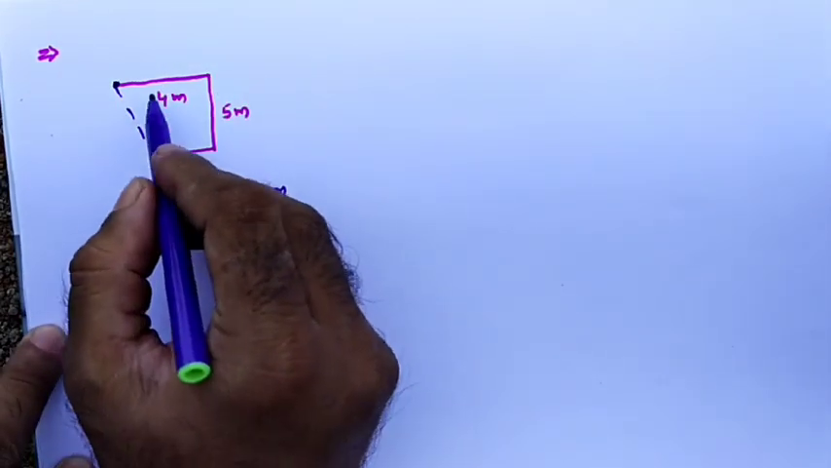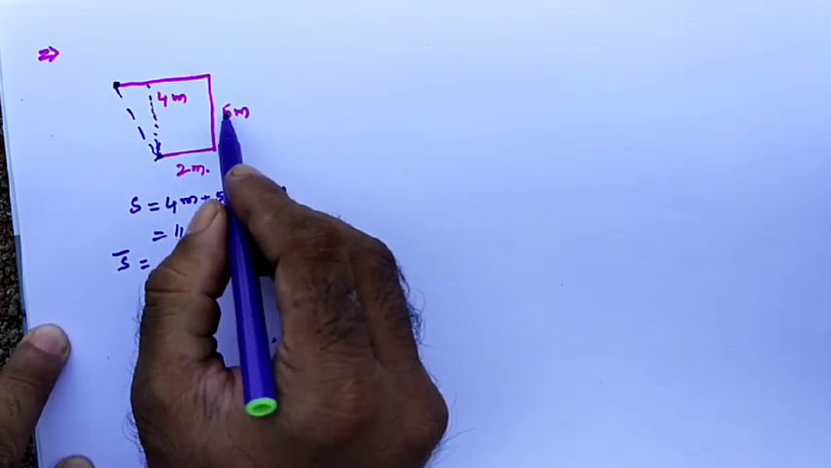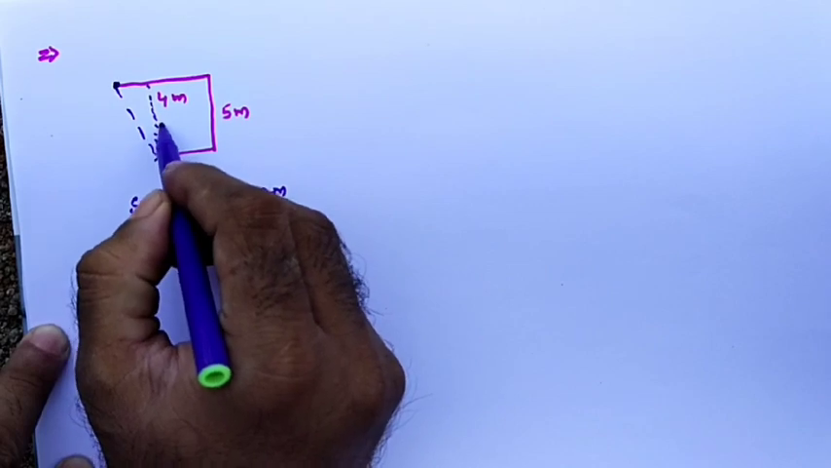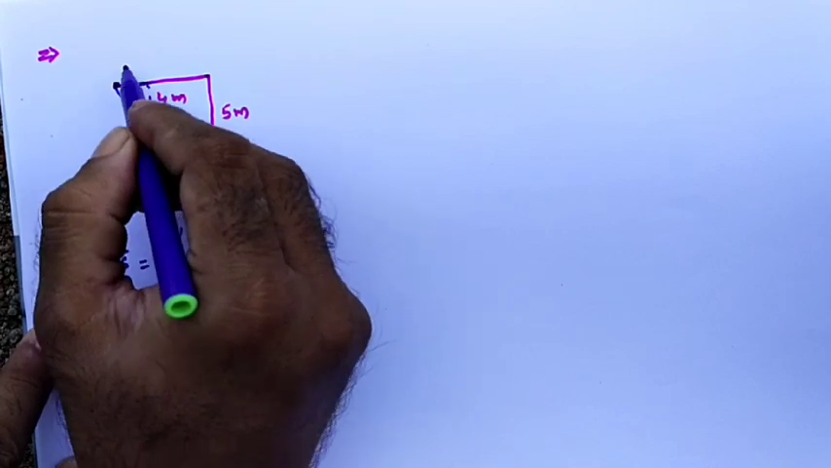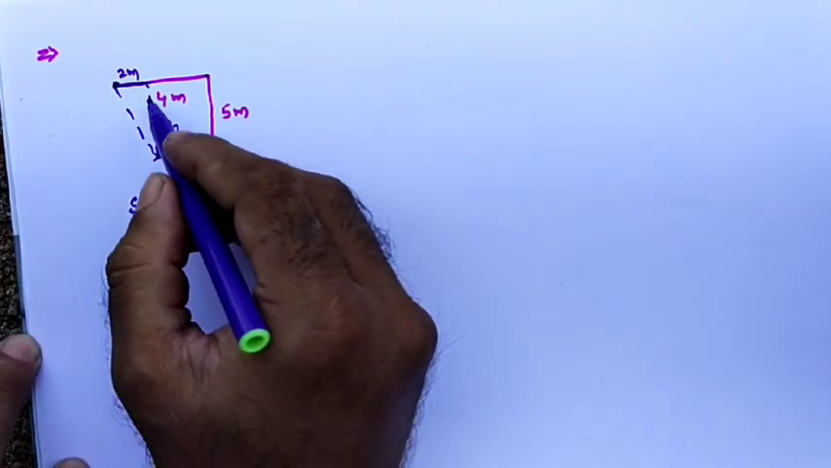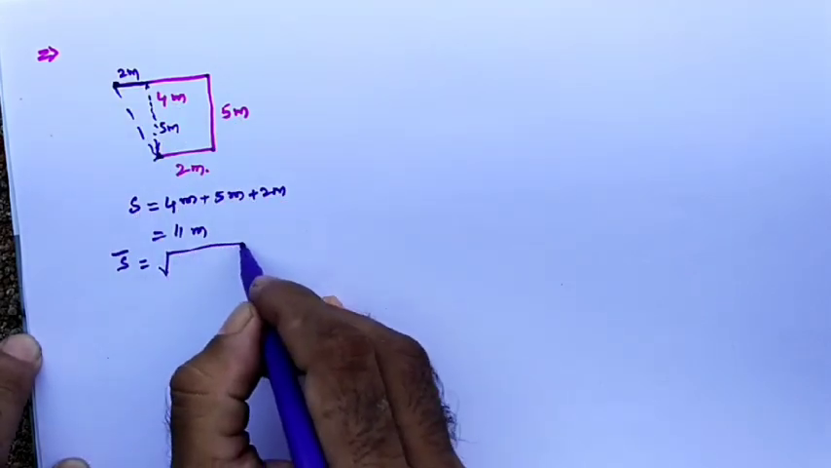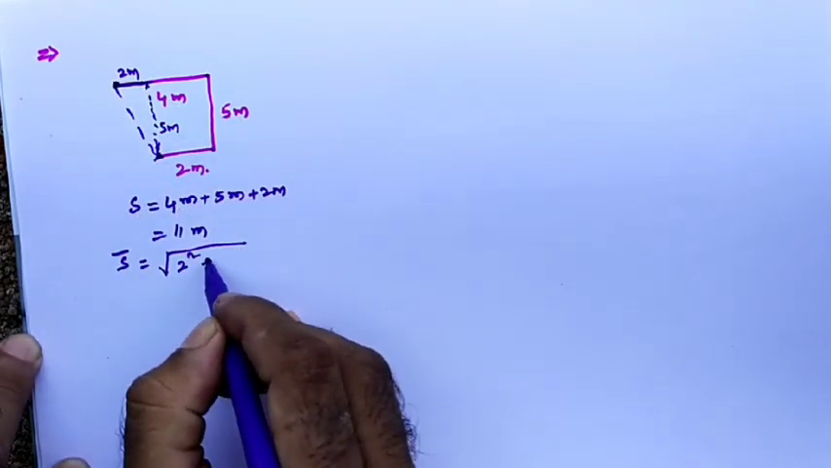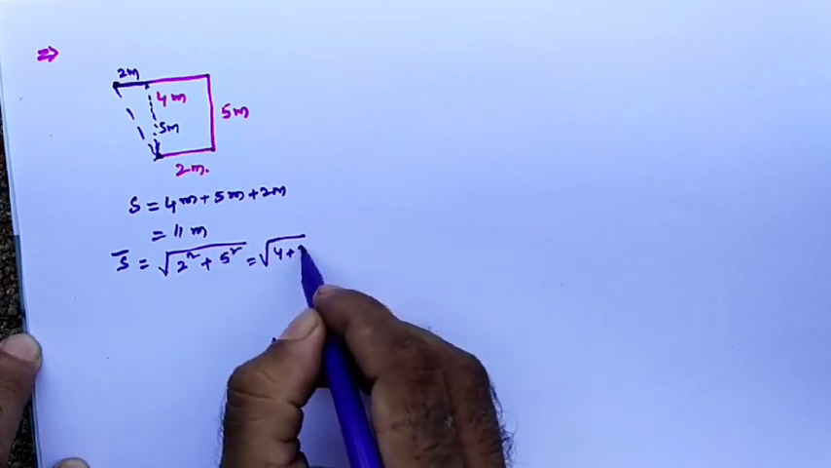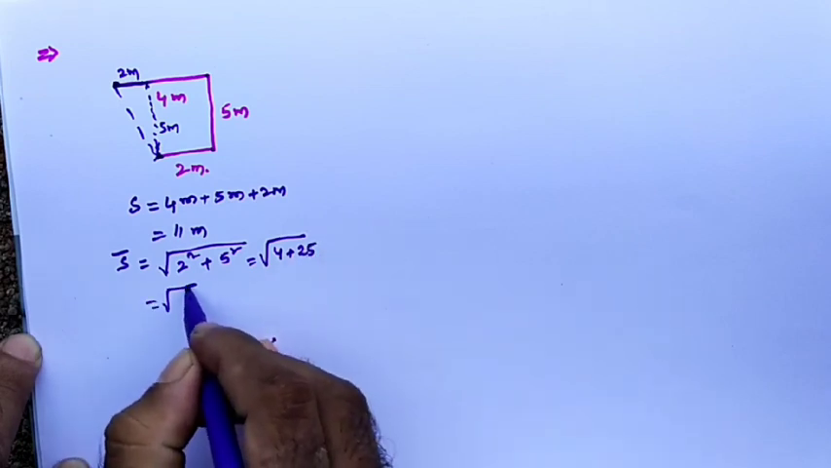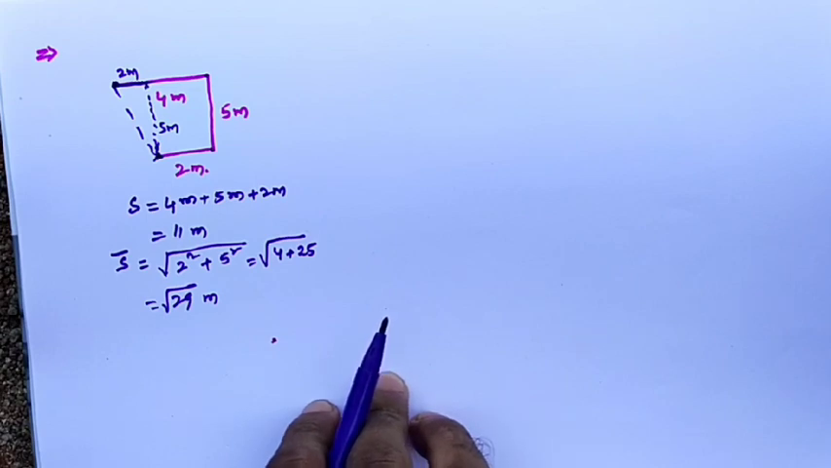Here let me draw a perpendicular from this point. Now this is 5 and this is also 5 meters. As this is 2, this is also 2. What will be this distance? 2 meters. Now I got a right angle triangle with sides 5 and 2. Then that is root over 2 square plus 5 square. Pythagoras theorem. That is 4 plus 25, that is root 29 meters, the magnitude of displacement.